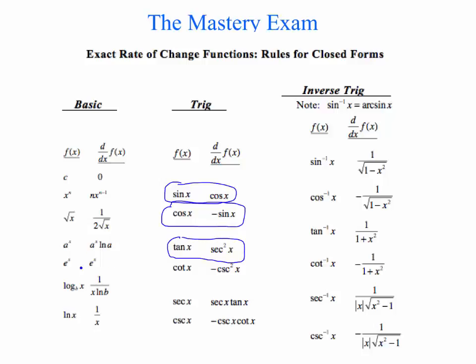What else? Okay, so we did exponential. What about log functions? The log base b of x, if that's your accumulation function, the rate of change function is 1 over x times ln of b in the denominator. And then a special case of that is the natural log. The natural log function, its rate of change function is simply 1 over x.